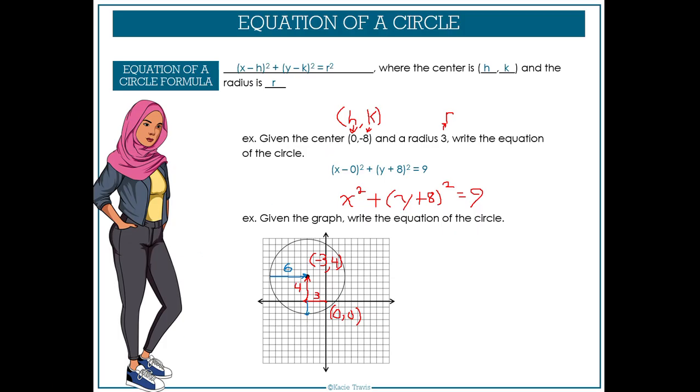So, with all that in mind, we have 6, that is our R, and earlier we found our H and K. So we rewrite our equation. Instead of x minus h, we got x plus 3. Instead of y minus k, we got y minus 4. And then it equals 36.